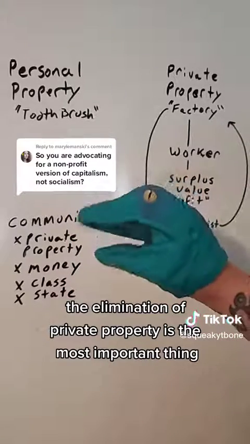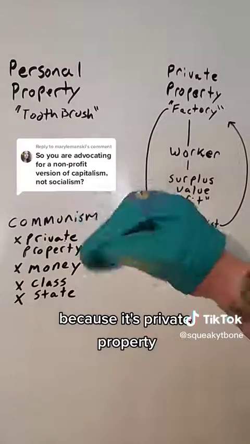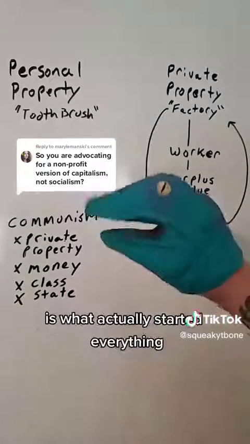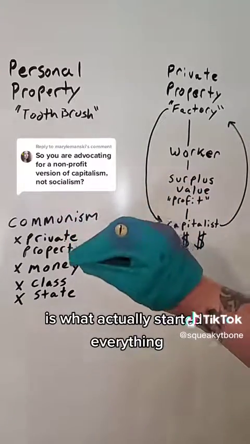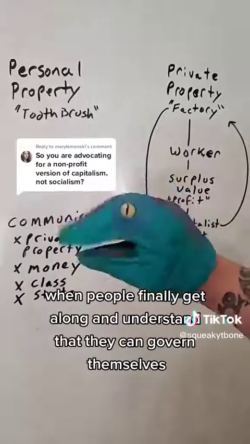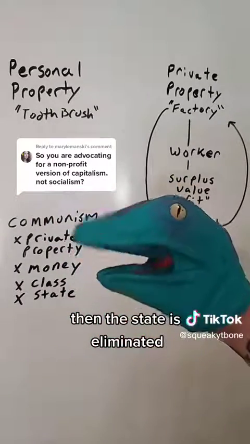and then ultimately, the elimination of private property is the most important thing because it's private property, the putting of a fence around some kind of piece of asset, is what actually started everything. And eventually, when people finally get along and understand that they can govern themselves, then the state is eliminated.